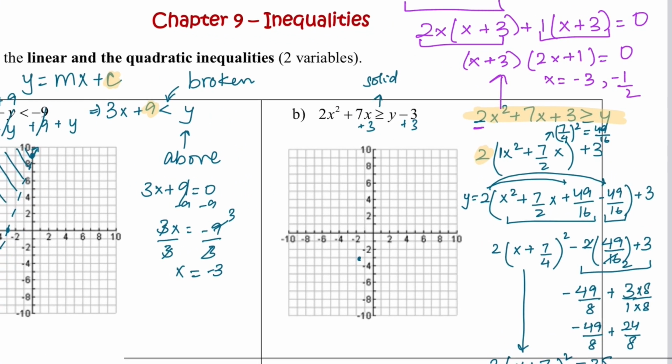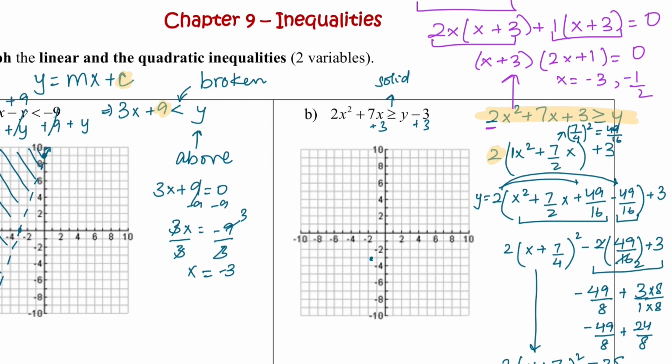So let's put those points in there. Negative half and negative 3. My y-intercept is going to be 3, because remember, whatever your c value is, it is your y-intercept. So 3 is where we'll connect. And then this is what your graph should look like.